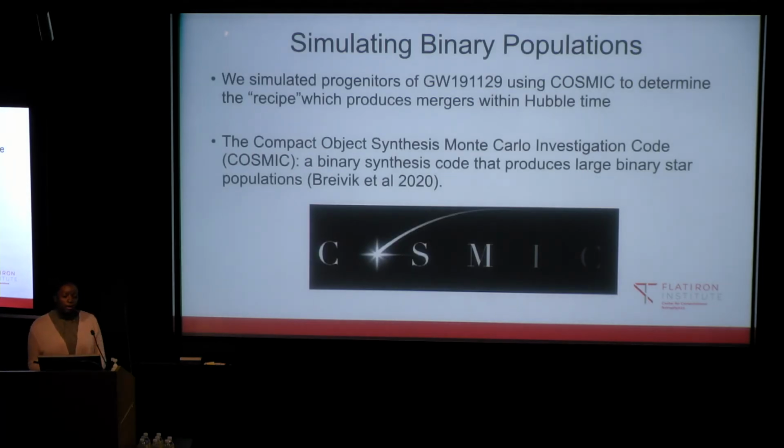So, here's how we figured out how to find more of these mergers. First, we started out by simulating binary populations of an event that I mentioned before. We simulated progenitors of GW 191129 to determine the recipe which produces mergers similar to this event within Hubble time. And we did this using COSMIC, which is a binary synthesis code that produces large binary populations.